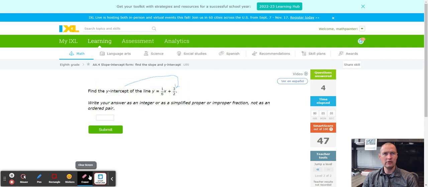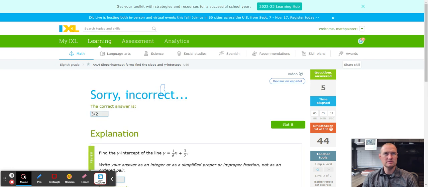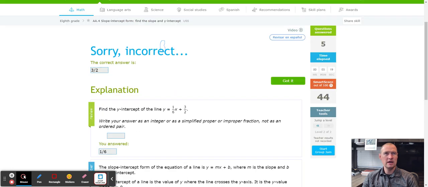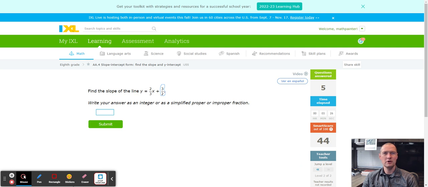All right, over halfway done. Moving right along. Y-intercept is the number in front of the x, so we're looking for 1 over 6. So I'm going to go ahead and put 1 / 6. And notice I got it wrong because we're looking for the y-intercept and not the slope. So what I got to do is I got to slow it down just a little bit.